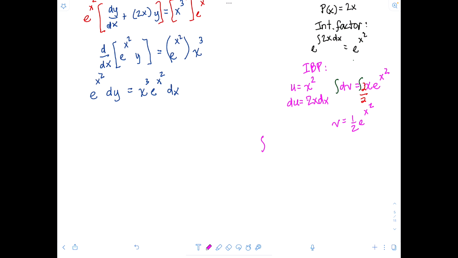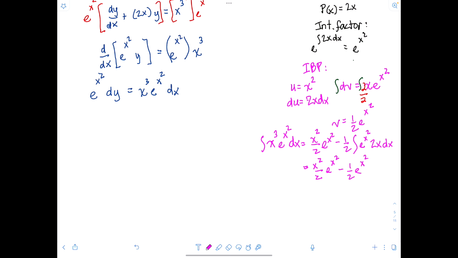So what did we find? We found the integral of x cubed e to the x squared with respect to x equals u times v. So x squared over 2 times e to the x squared minus the integral of e to the x squared 2x dx, which sets us up nicely for that integration. So we get x squared over 2 e to the x squared minus 1/2 e to the x squared. Cool, cool?